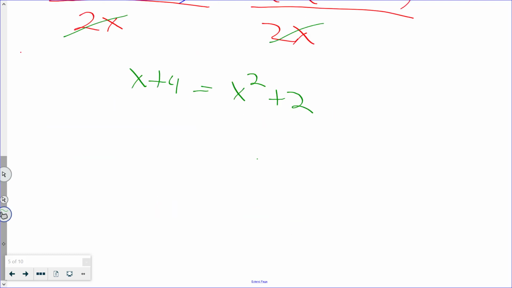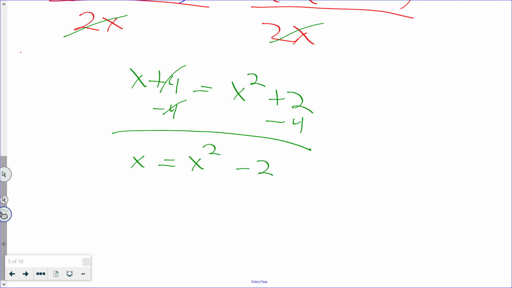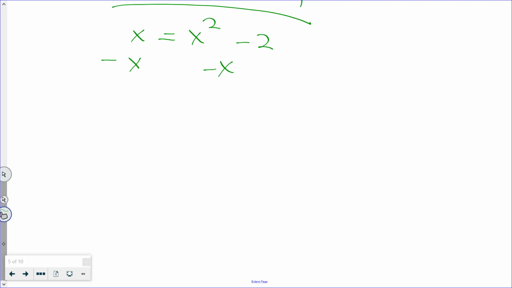So this is a quadratic. And the only way you can solve quadratics is set it equal to 0. So subtract x, subtract 4. Let's do it one step at a time. Let's subtract 4 first. x equals x squared minus 2. Subtract x, that cancels out. Once this cancels out, what's on the left side? 0. x squared minus x minus 2.